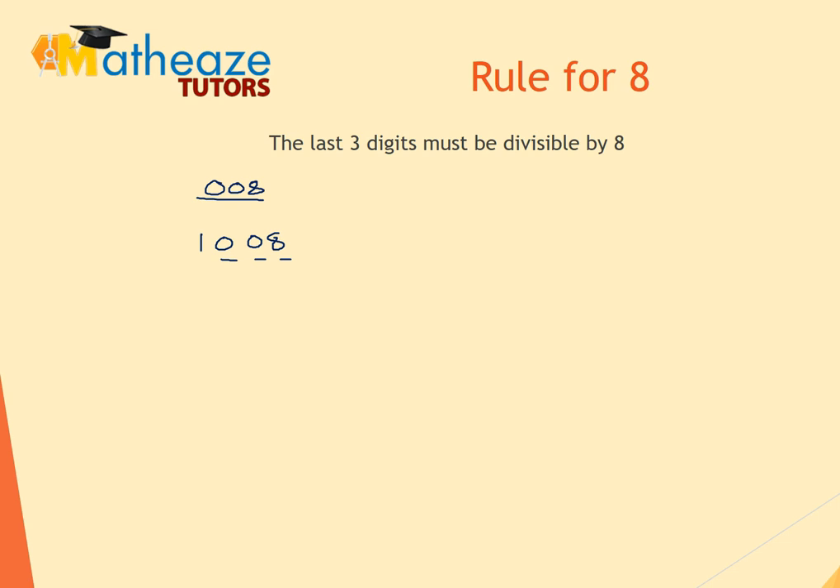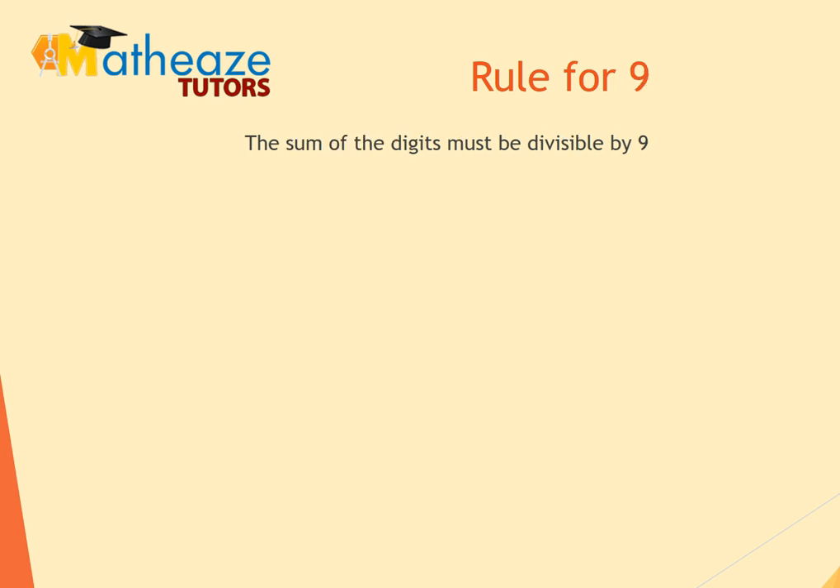What about 4512? Last 3 digits divisible by 8, so the whole number is divisible by 8. 43528. We focus on the last 3 digits. Divisible by 8, so the whole number is divisible by 8.